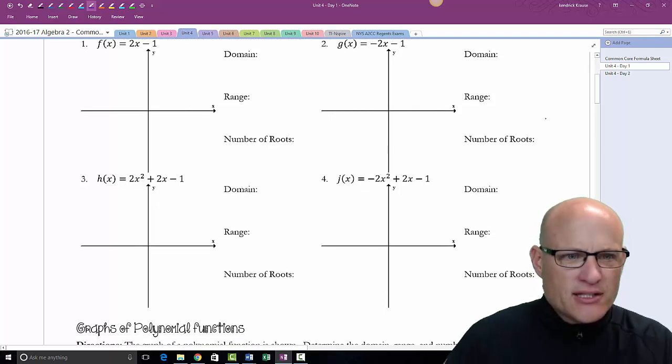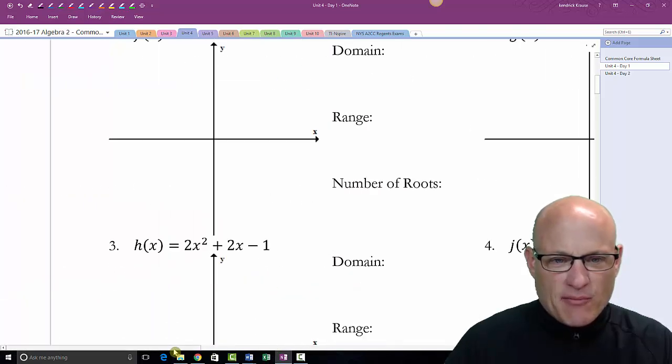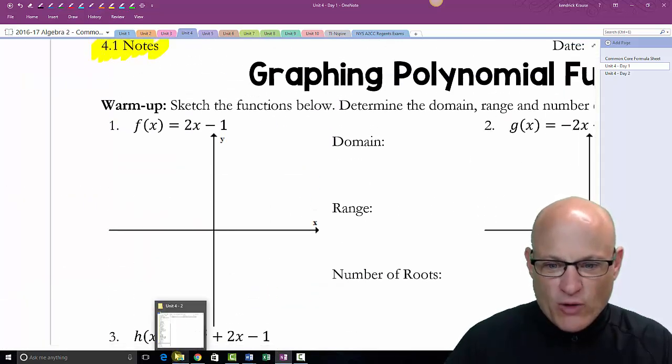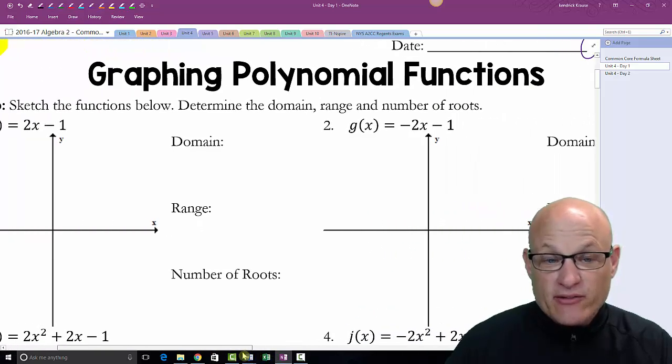So you'll notice that we keep coming back to certain themes: domain, range, getting a good handle on that. Today we're going to talk about a lot of domain and range. We're going to talk about end behavior, graphing polynomials of different degrees and functions.